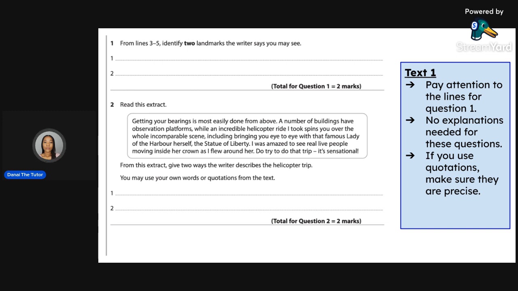Right, so for question 1, pay attention to the lines. So the example on the screen is asking you to focus on lines 3 to 5. You do not need any explanation for question 1 or question 2. If you use quotations, make sure they're precise. So for example, question 2 there says you may use your own words or quotations from the text. So make sure that if you do use quotations, they are precise. Because if you, for example, write 2 lines just to give one answer, that's not precise enough, and you will probably not get that mark.